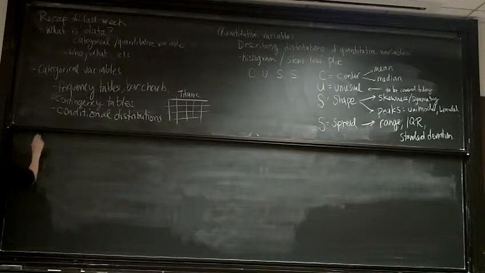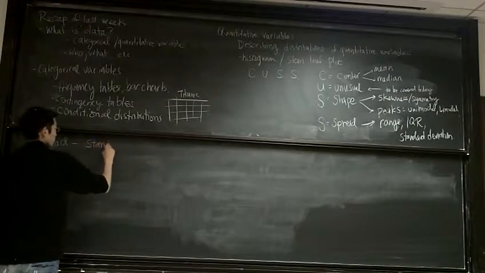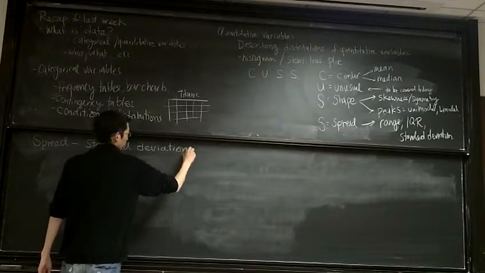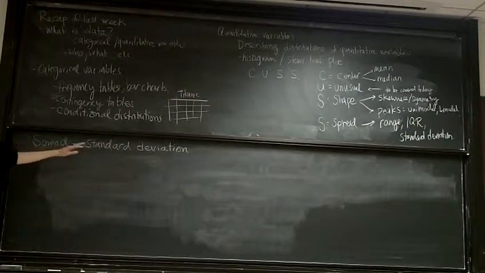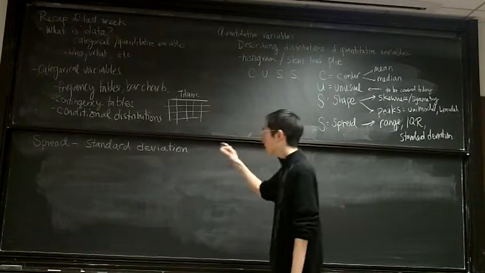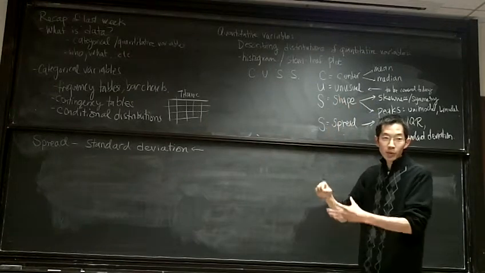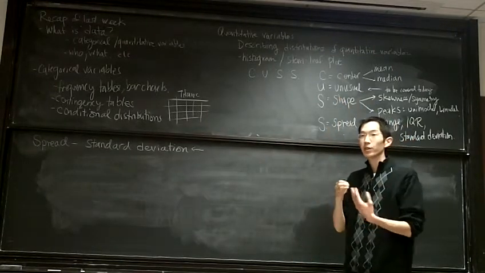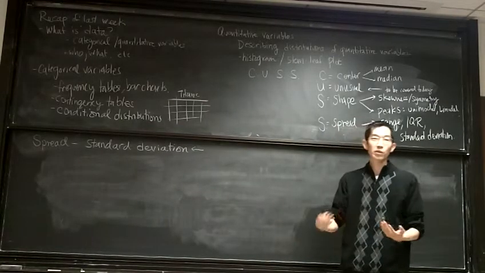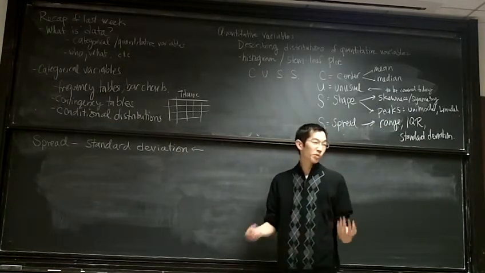So let's talk about the spread and the standard deviation. The standard deviation is a way for us to describe the spread. All it is, is something that describes the spread. The mean is a number that we use to describe where the center of the numbers lie, the center of the distribution. The median is also a different number that we use to describe the center. In this case, the standard deviation is a number that describes the spread.